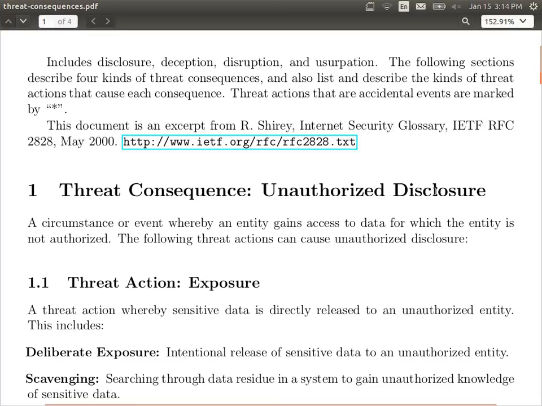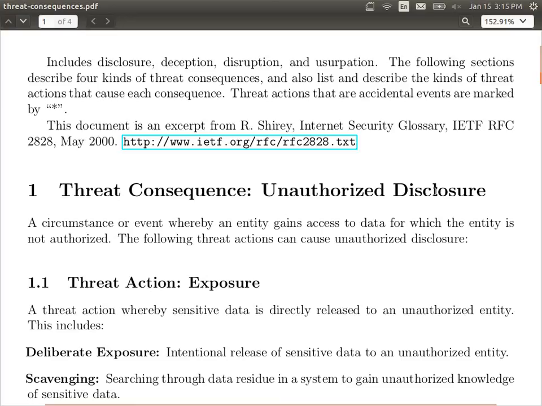13. We'll not go through them all, but I'll just explain what it shows. So first, the threat consequence: unauthorized disclosure. If an attack takes place and we disclose some information that should be confidential, that's the consequence. Then the next part lists some threat actions that can lead to unauthorized disclosure. What leads to us leaking confidential information?